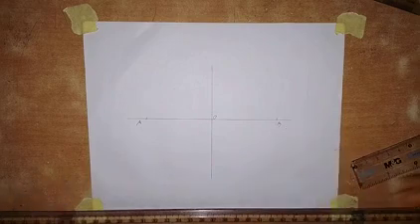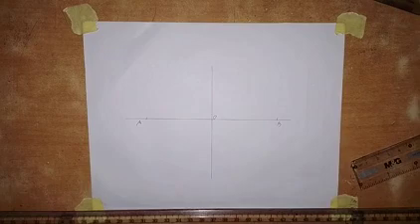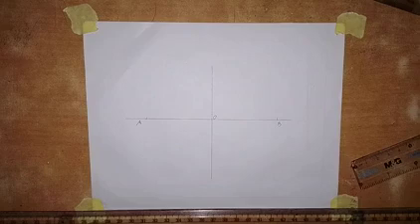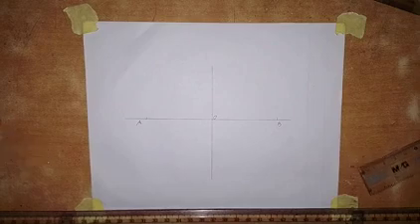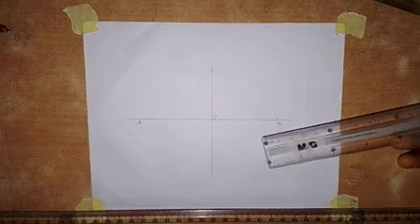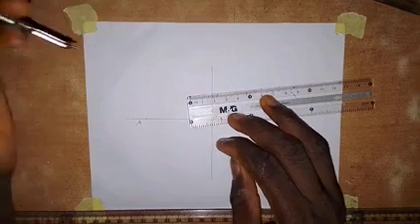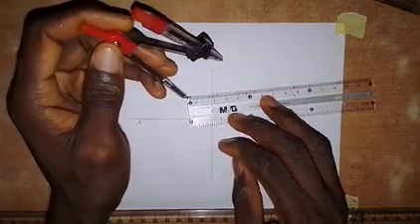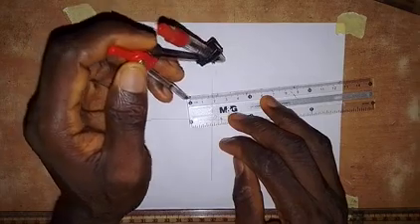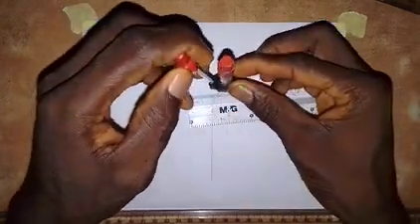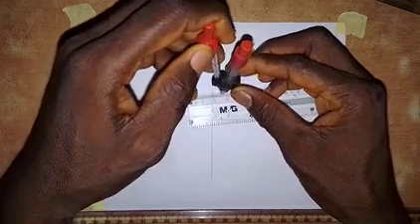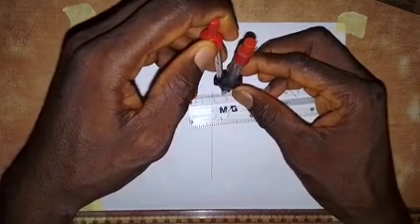Then we divide 55 by 2 for the minor axis. So we have 27.5. If it were an even number that would have been easier, but I'm going to use my compass to take that 27.5.